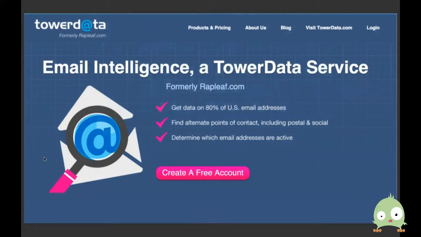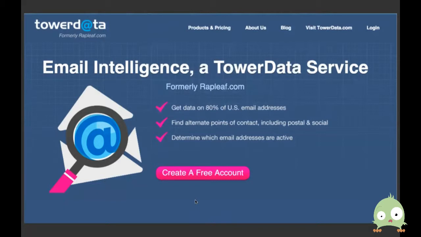Now, TowerData, this is a website, email intelligence, a TowerData service, and it was formerly known as rapleaf.com. Get data on 80% of US email addresses. Find alternate points of contact, including postal and social. Determine which email addresses are active.